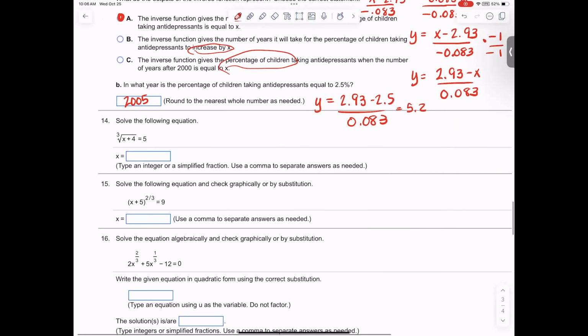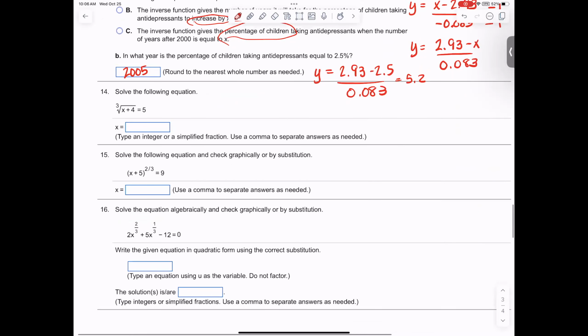Solve the cube root equation. I'm going to raise both sides to the third power. When I raise a cube root to the third power, I get the stuff underneath the radical. And 5 cubed is 125. So x is 121.